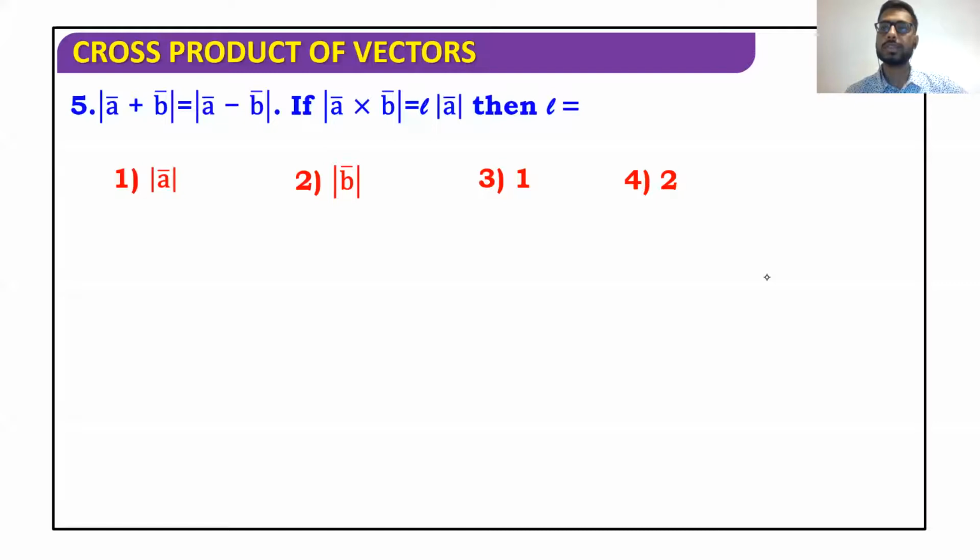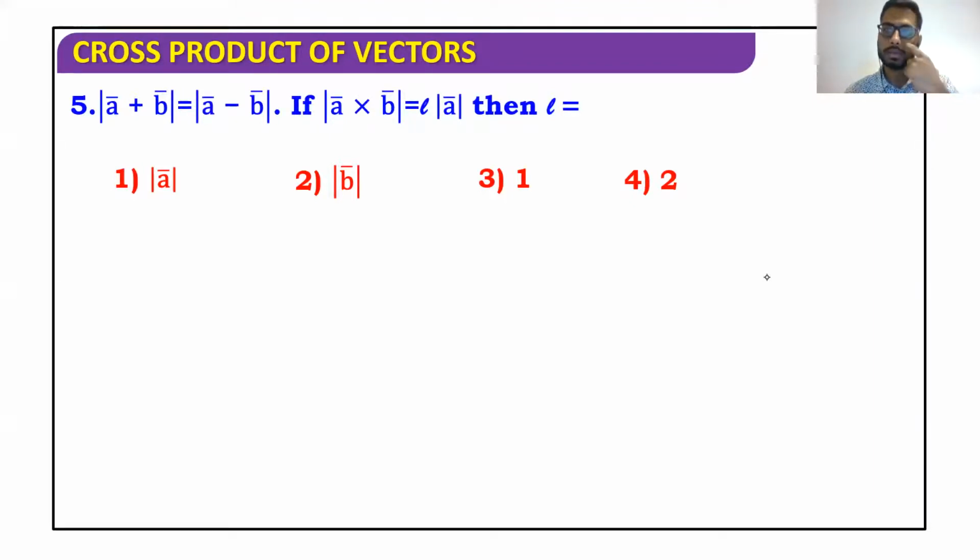In most of these questions, you have to take squares and equate. So take square of a plus b, the whole square, that would be magnitude of a square plus magnitude of b square plus 2 into a dot b. Magnitude of a minus b, the whole square, would be magnitude of a square plus magnitude of b square minus 2 times a dot b. However, both of these terms are equal. Therefore, I'm going to cancel out. The only remaining terms are going to be 2ab is equal to minus of 2ab.